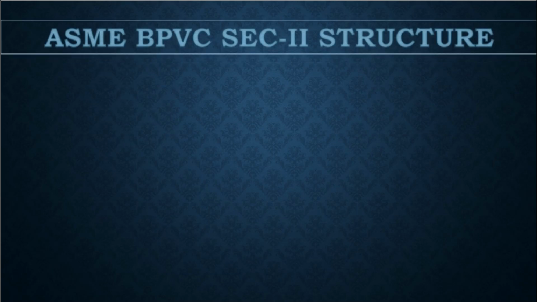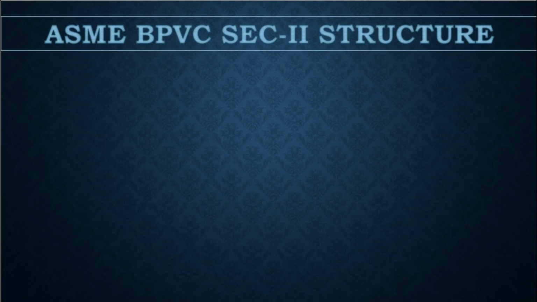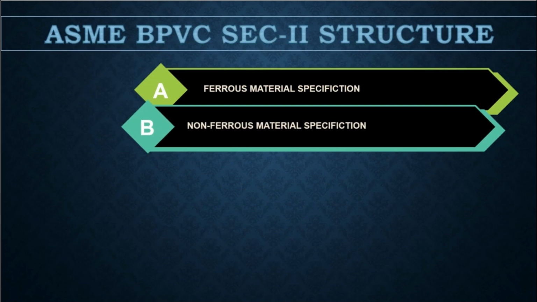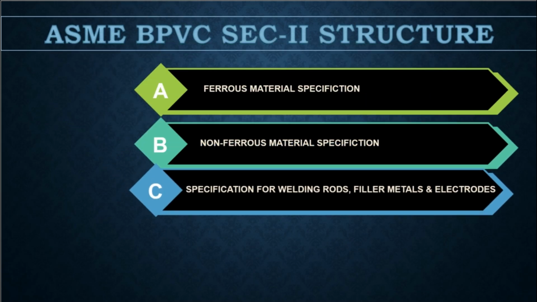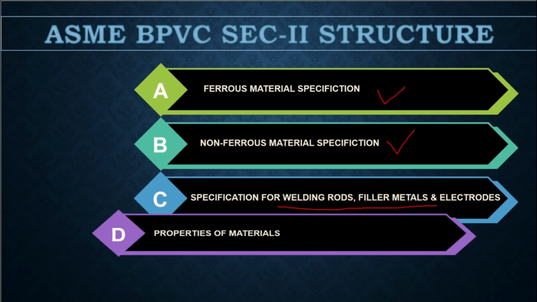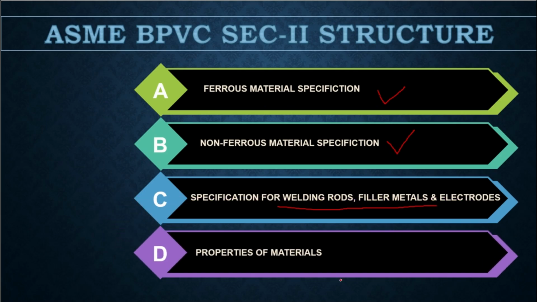So let's see a brief about section 2 structure. In section 2 we have four parts, right? Part A, part B, part C. Part A deals with ferrous material specification, part B deals with non-ferrous material specification, and part C covers welding rods and filler material specifications. And apart from these three parts, we have a fourth part, that is part D, which deals with material properties.